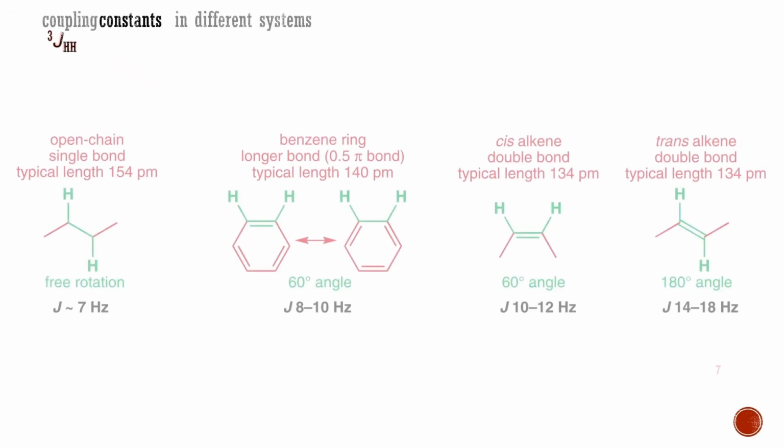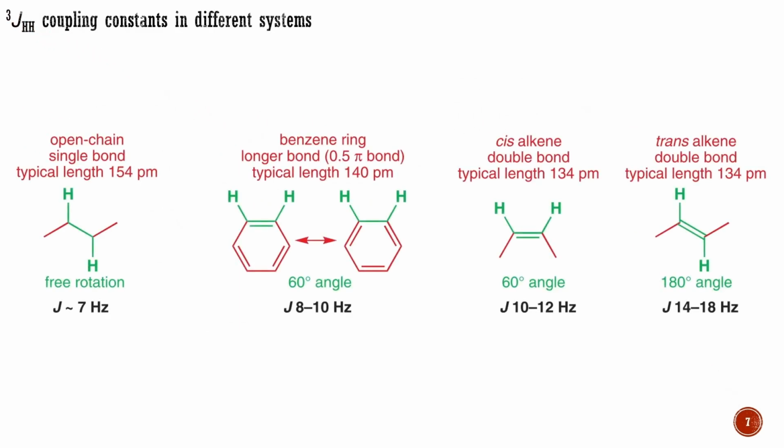Something else is different too. In an open-chain system, we have a time average of all rotational conformations. But across a double bond, there is no rotation and the angle between the two CH bonds is fixed. They're always in the same plane. In the plane of the alkene, the CH bonds are either at 60 degrees when they are cis or 180 degrees when they are trans to each other.